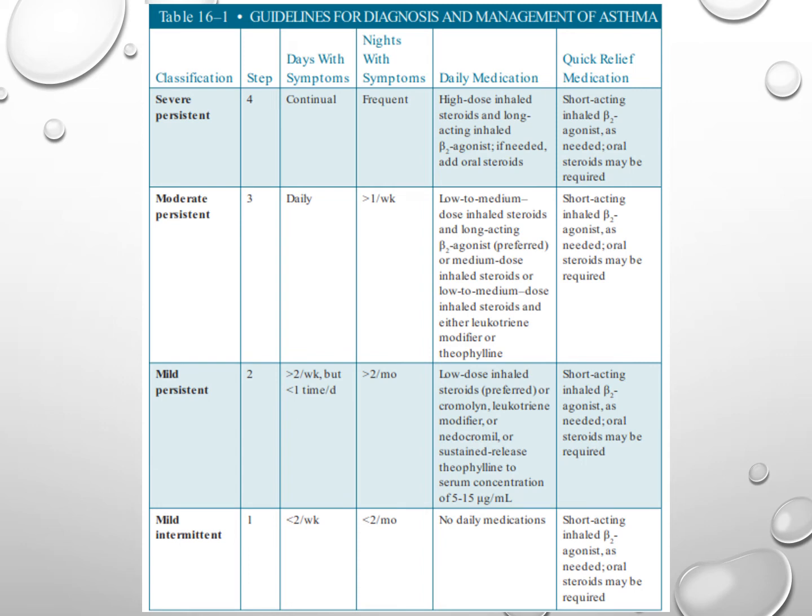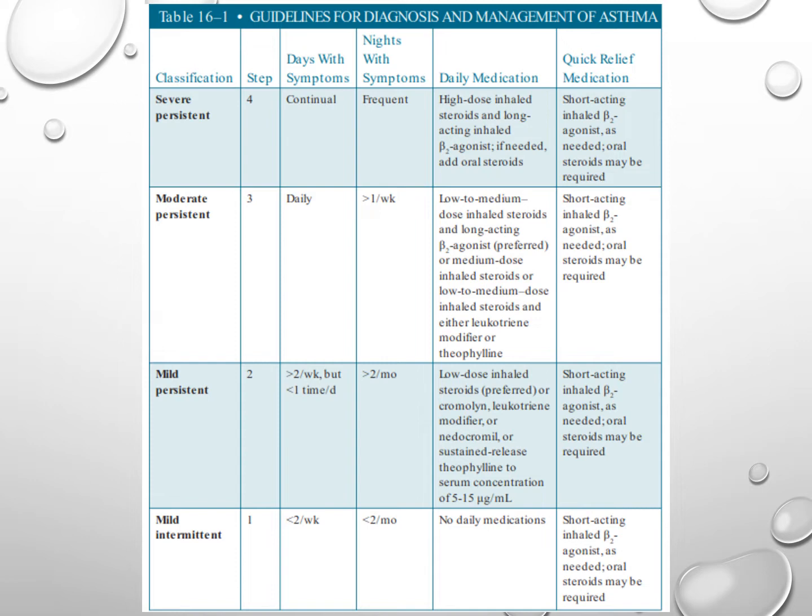Here you see guidelines for diagnosis and management of asthma. Mild intermittent: we have step one, days with symptoms less than 2 weeks, and nights with symptoms less than 2 months. No daily medication, and for quick relief medication, we use short-acting inhaled beta-2 agonists as needed. Oral steroids may be required.